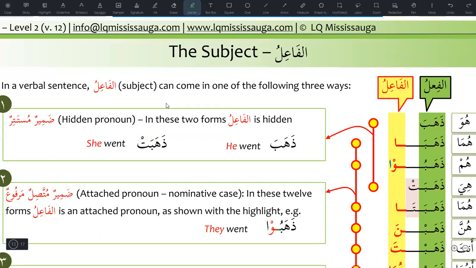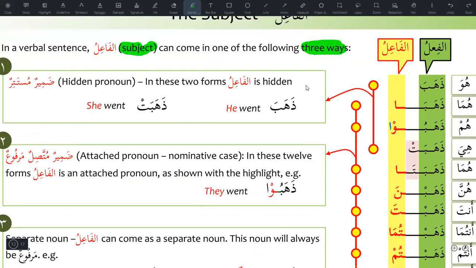Al-fail, the subject. Now we are going to learn the subject. In a verbal sentence, al-fail, the subject can come in one of the following three ways. There are three ways the subject can come. First is hidden pronoun. A fail can be a hidden pronoun.